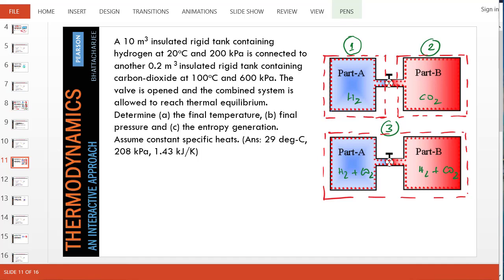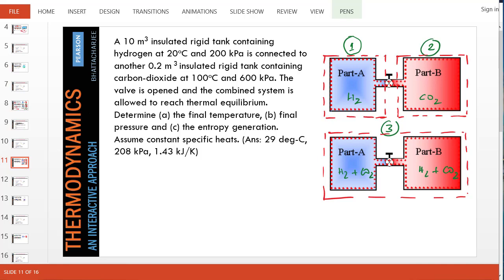Hello and welcome. In this mixing problem involving two closed subsystems, we have hydrogen in the left tank and CO2 in the right tank. We allow the two gases to mix and reach equilibrium, at the end of which both tanks will have hydrogen and CO2. We are asked to find the final temperature, final pressure, and the entropy generation during this mixing process.